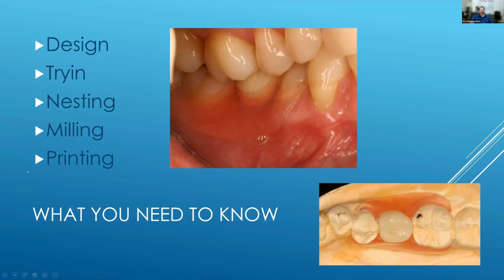And then milling or printing the teeth. So you have that option. You can either mill the base, mill the teeth, or mill the base and print the teeth. And we'll talk about how that works and what I would recommend and what I've seen.